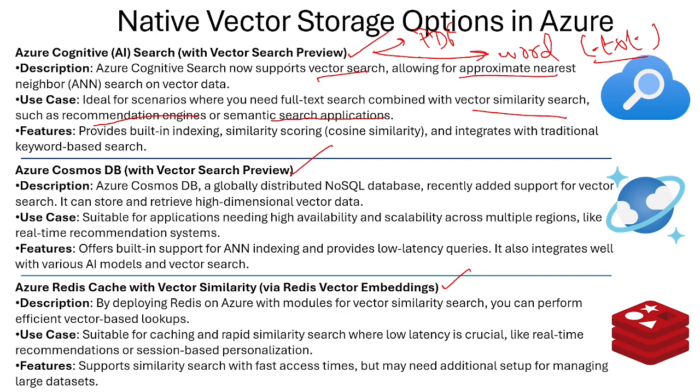Features of Azure AI Search: it provides built-in indexing, similarity scoring, and integrates with traditional keyword-based search. So Azure AI Search lets you perform hybrid search, which is an integration or a fusion of the traditional keyword-based search as well as vector search.